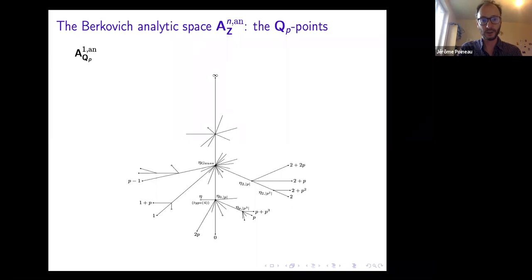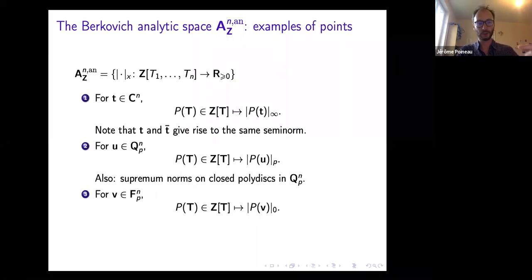And okay, so back to my example before. So I told you about 1, which was evaluation at a C point, and 2, evaluation at a Q_p point. You could also evaluate at points in a finite field, so F_p or F_p to the power n. So you evaluate at a point in F_p, and then you compose with the trivial absolute value.